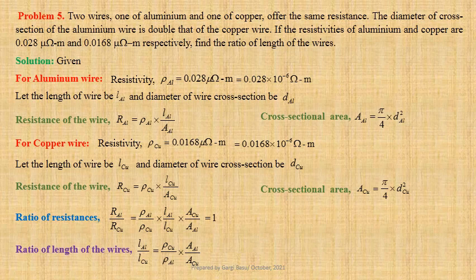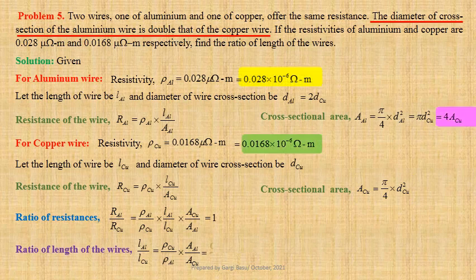According to the problem statement, the diameter of cross section of the aluminium wire is double that of the copper wire. That is DAl equals 2 times D copper. Therefore, AAl equals pi times D copper square, that is equal to 4 times A copper. Therefore, LAl is to L copper equals 0.0168 into 10 to the power minus 6 divided by 0.028 into 10 to the power minus 6 into 4. That gives us 2.4 is to 1.